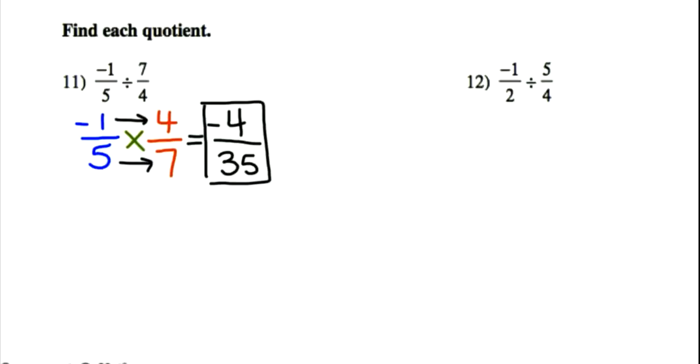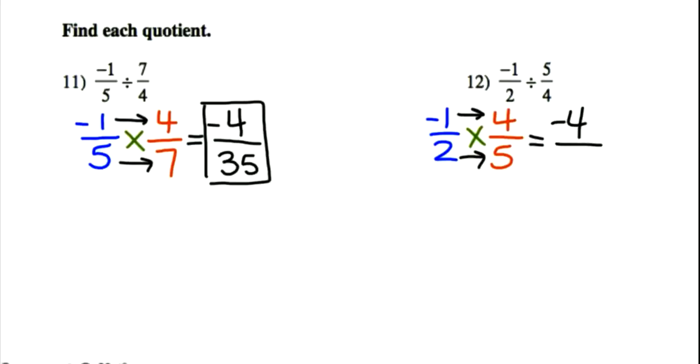Again, I'm going to keep the first fraction, -1/2. I'm going to switch my symbol to multiplication. I'm going to flip my second fraction. And then I'm going to multiply straight across. So I have -1 times 4, which is -4, and I have 2 times 5, which is 10.